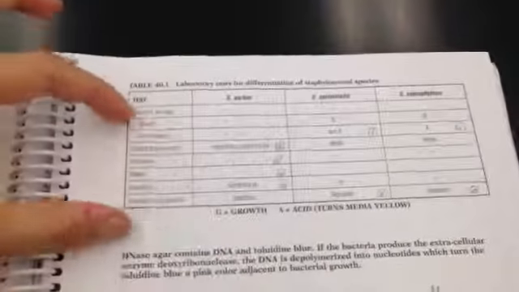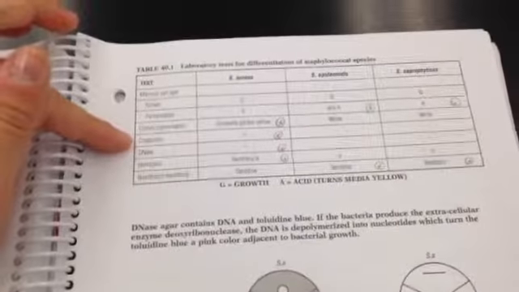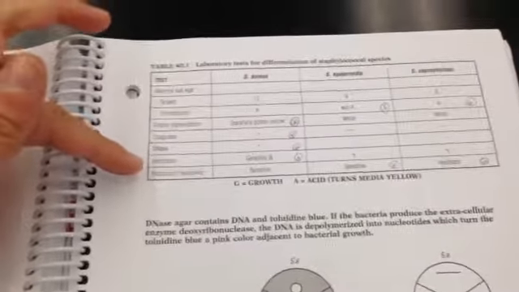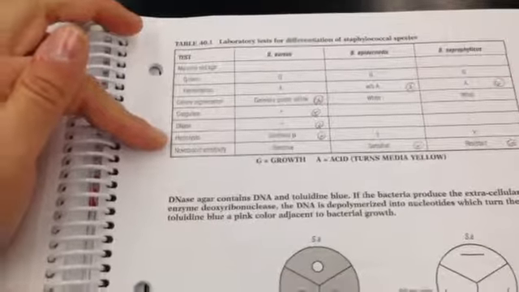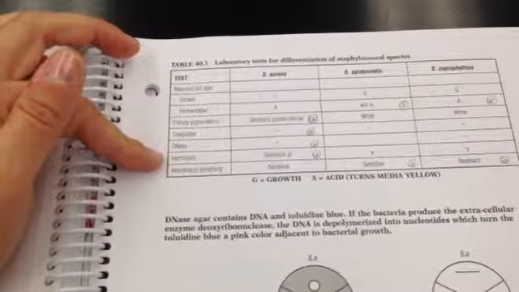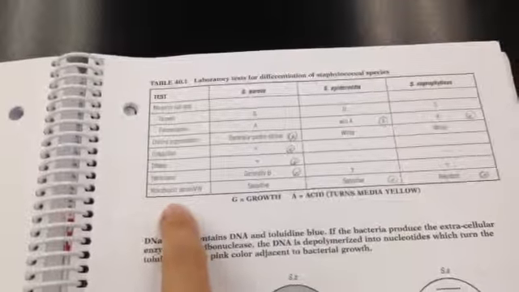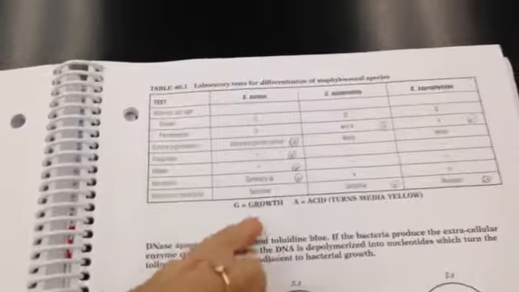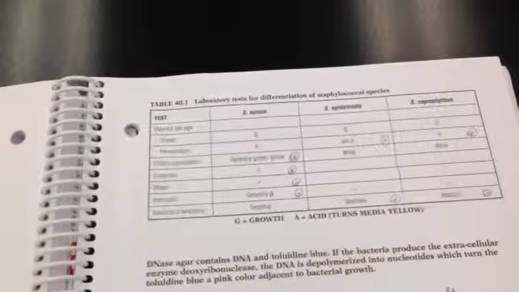So the key test that you're going to focus on, Staph aureus is more different than the other two. If your coagulase positive, DNase positive, hemolysis positive, then you've got Staph aureus. If you're differentiating between epidermidis and saprophyticus, then you care about the fermentation, whether or not there's acid, and you care about novobiocin sensitivity. So Staph aureus is easier to ID than picking between epidermidis and saprophyticus.